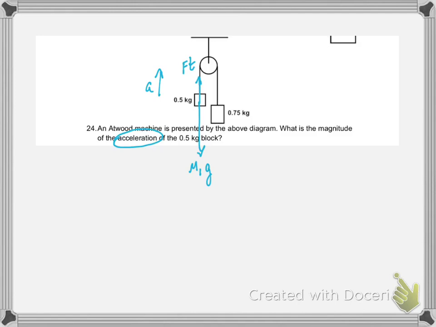So let's get a different color for the other guy. Its downward force is m2g. Its upward force is the tension force, and its acceleration is in a downward direction.